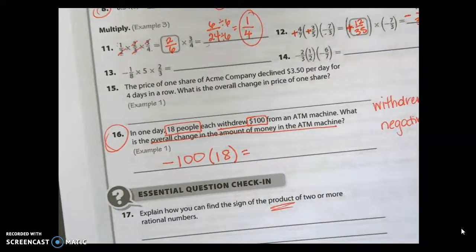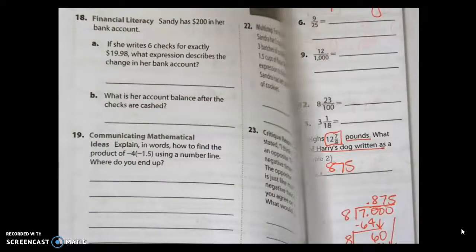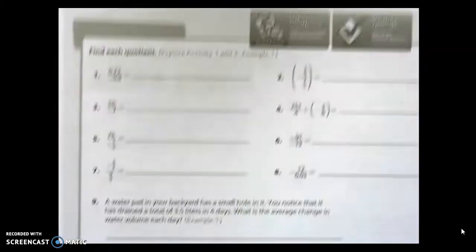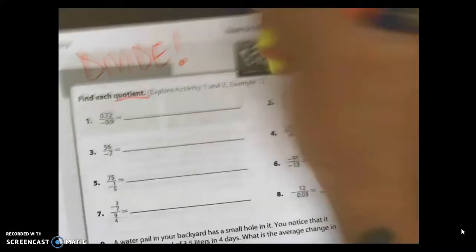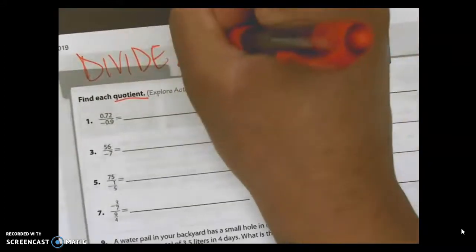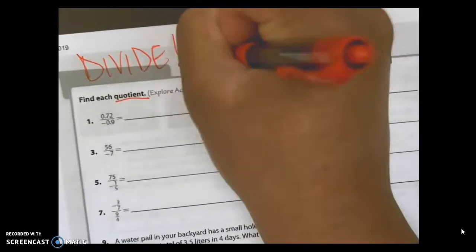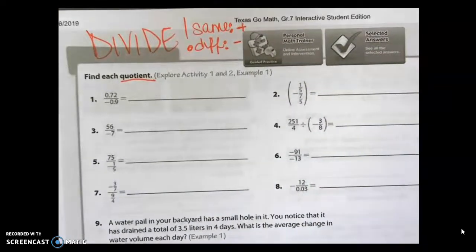All right, let's quickly flip on over to division. Division, it says find each quotient. I am going to divide. Okay, same rules apply. Excuse me. Same signs, I'm going to have a positive answer. Different signs, I'm going to have a negative answer. Now, with that being said, keep in mind the integer rhyme.